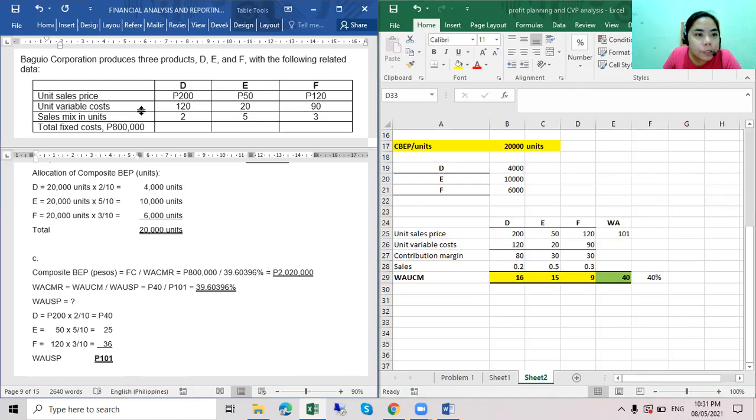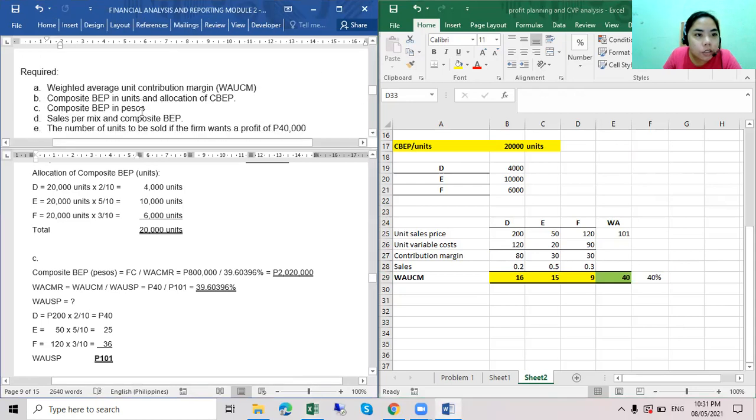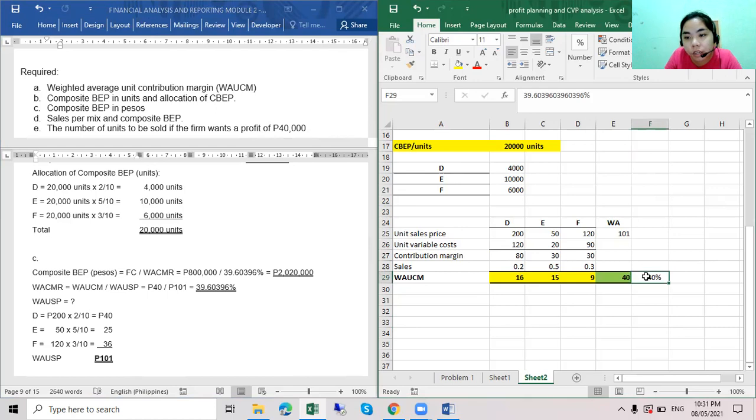No. So, question niya gani, ano to? It's the composite break-even point in pesos. Since ako mo na ang weighted average contribution margin, you only have to compute for the break-even point. So, composite break-even point in pesos equals your fixed cost of how much ganin yung fixed cost class? 800,000 divided by 40. So, that's 2 million pesos sa inta class.